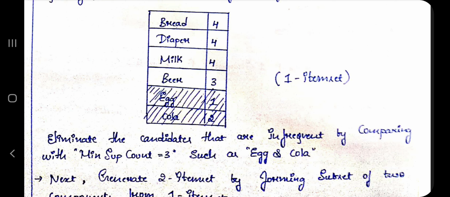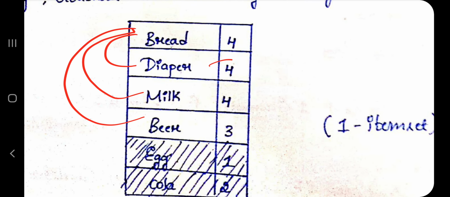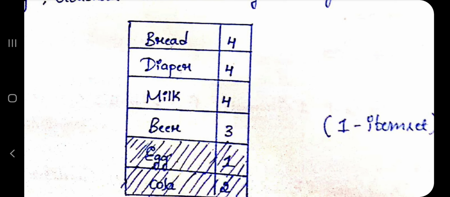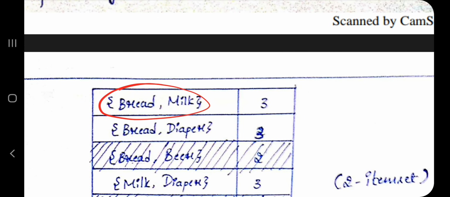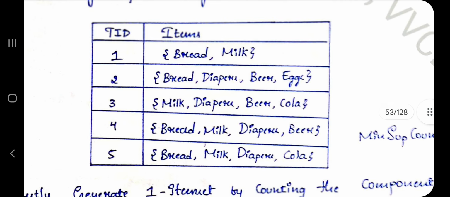After you have generated the one item set, you're supposed to generate the 2 item set, then the 3 item set, until all the things are deleted or something remains. You will keep on doing that. I'll tell you what it is. See here, after you have done this, what combinations can you form? Bread diaper, bread milk, bread beer, diaper milk, diaper beer, milk beer. These are the combinations you can form. And after you find one combination, for example bread milk, then combined you have to find out how many times it has appeared.